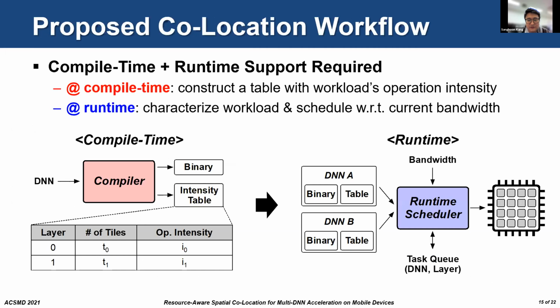Therefore, we propose a two-step workflow to realize the resource-aware spatial collocation. It needs support from both compile time and runtime. At compile time, operational intensities of all the layers in the DNN are calculated and stored in the intensity table alongside the binary for execution. The intensity table is utilized at runtime by the runtime scheduler to characterize whether the task is computation-intensive or data-intensive on the fly. At runtime, the current bandwidth of the SoC is monitored and used as the input parameter of the characterization function. Based on the characterization result of multiple DNNs, the scheduler determines whether to collocate the task or not.